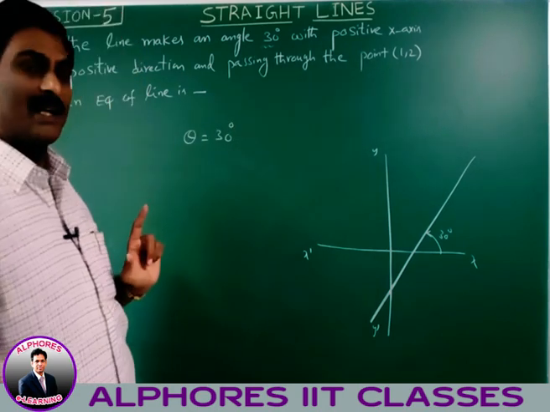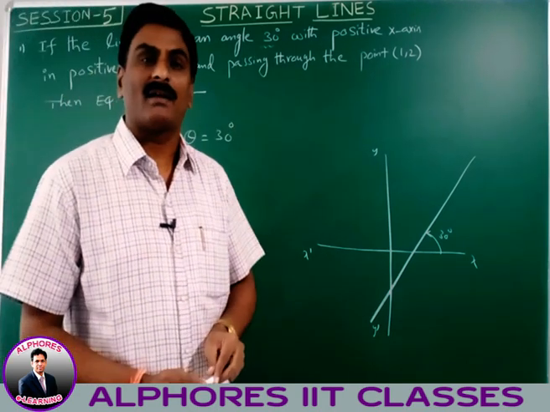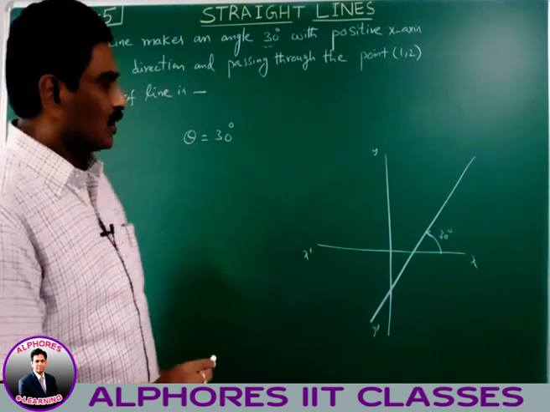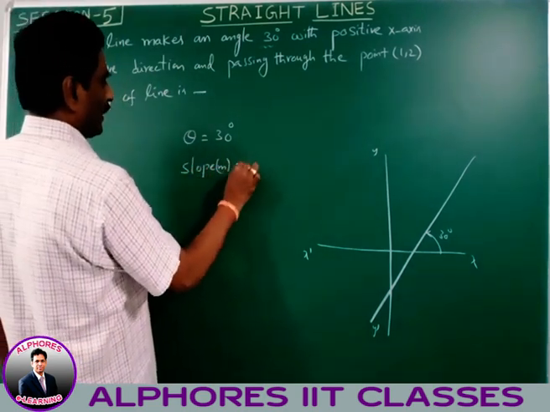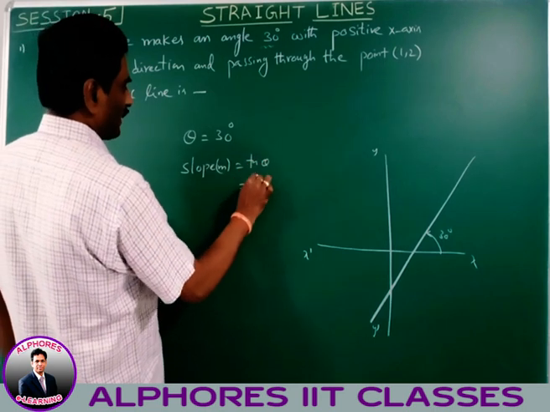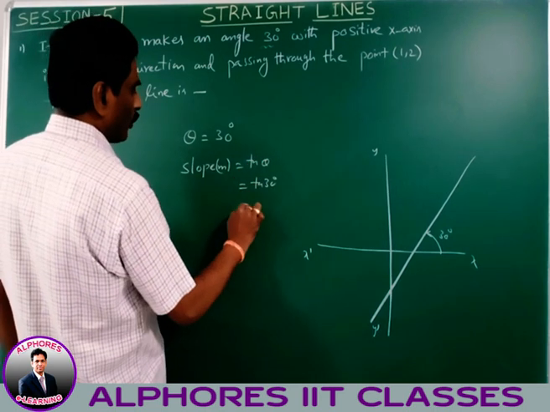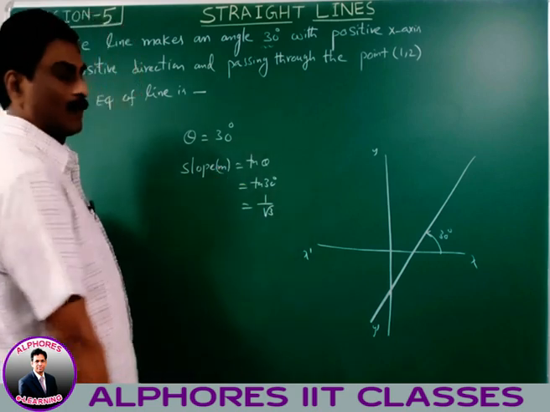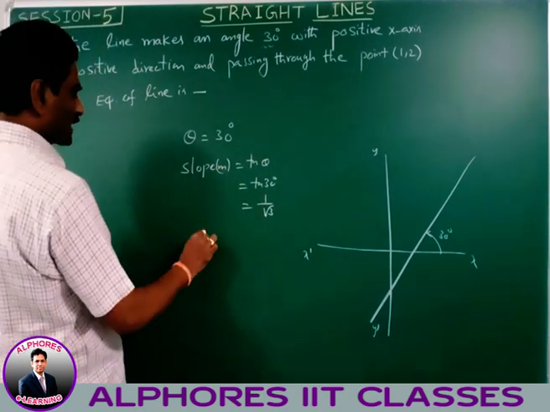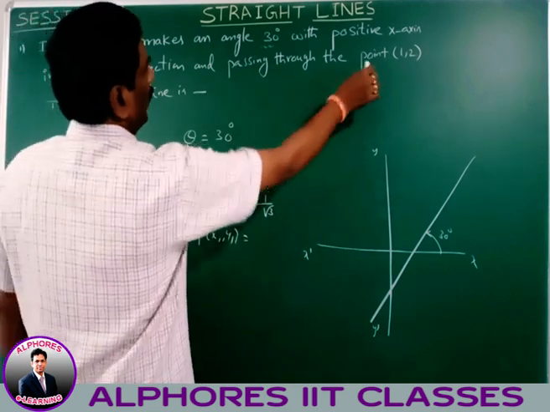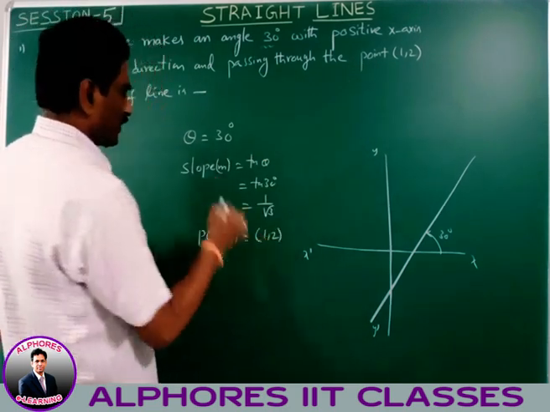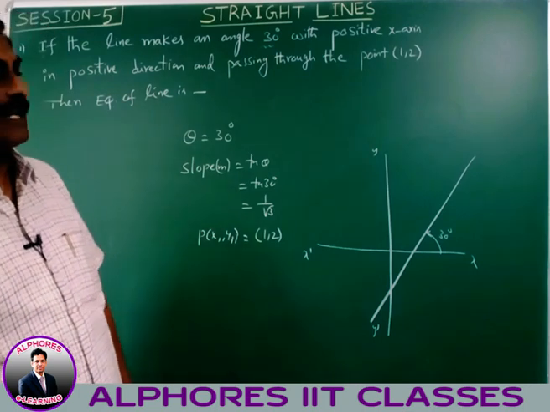If the angle of inclination is given, what is the slope of the line? Slope m is equal to tan theta. Tan 30 means 1 by root 3. Okay, it is the slope of the line. And point P(x1, y1) is one of the points on the line. What is the point? (1, 2).